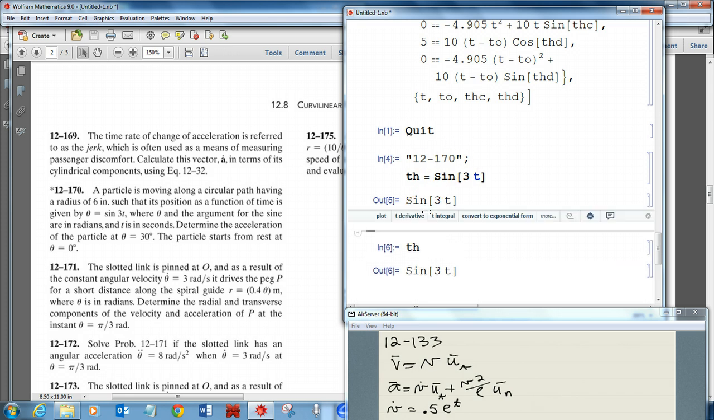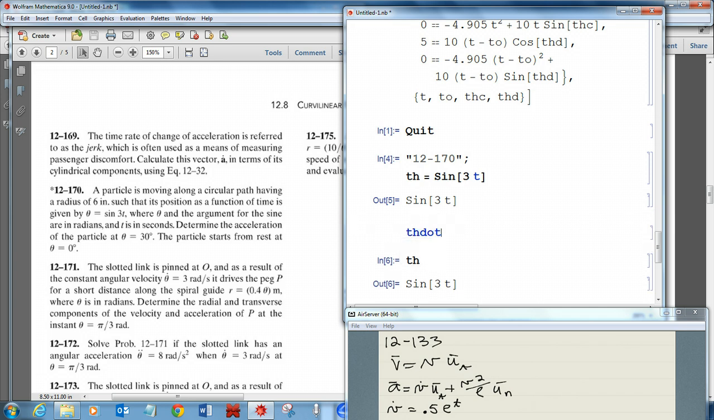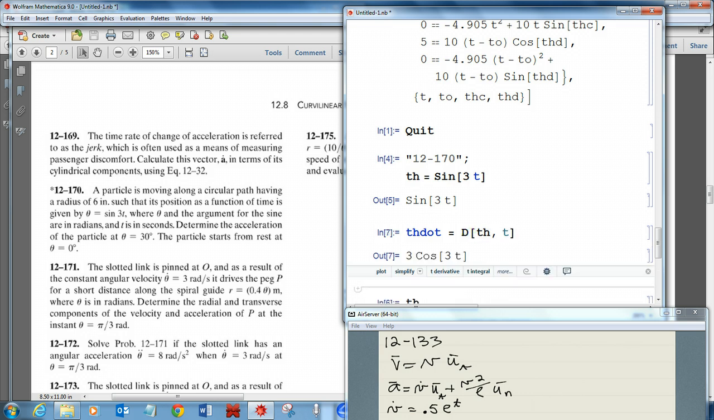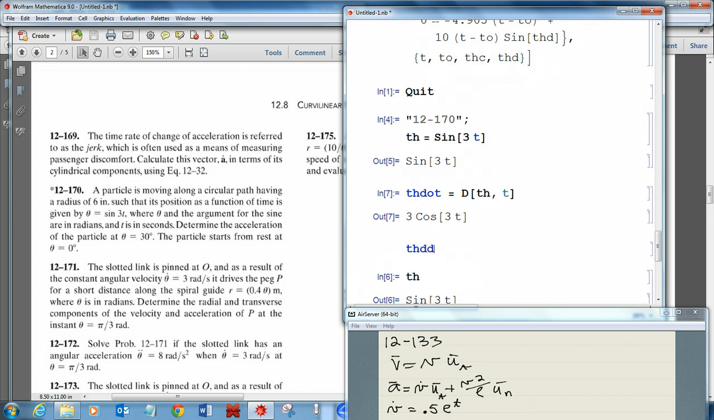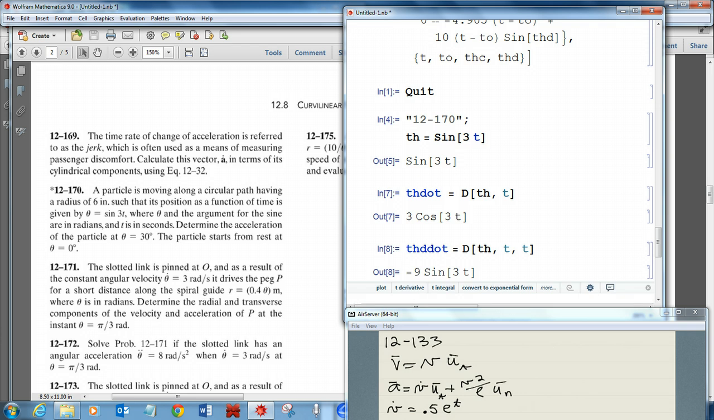Okay, so there's my theta, and I want theta dot, right? That's a derivative of this, so it'll be the derivative of theta with respect to time. So that's theta dot. How about theta double dot? I'll take the derivative of theta twice, which is kind of silly, you wouldn't start over, but mathematically it doesn't care. It's real fast. So there are your two derivatives.